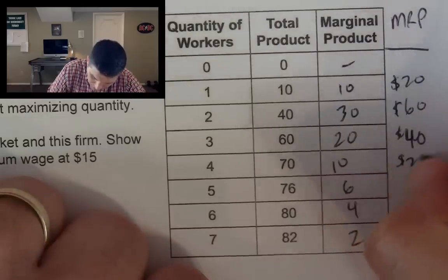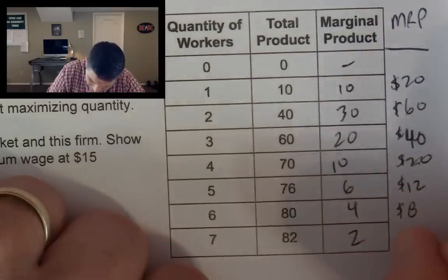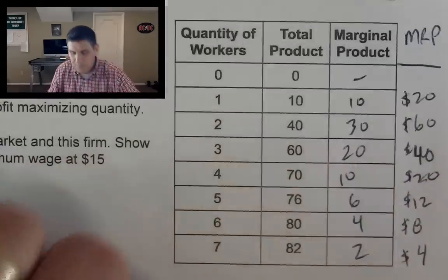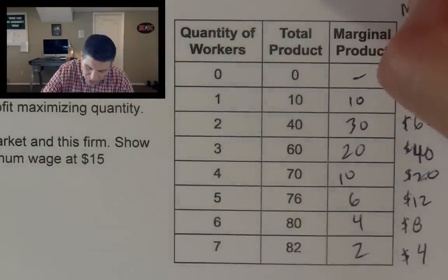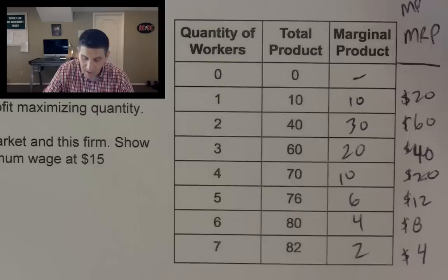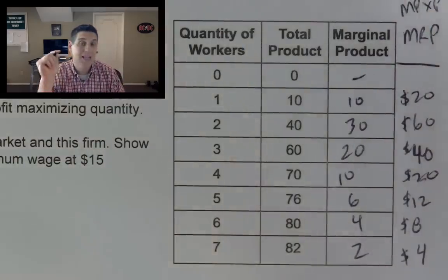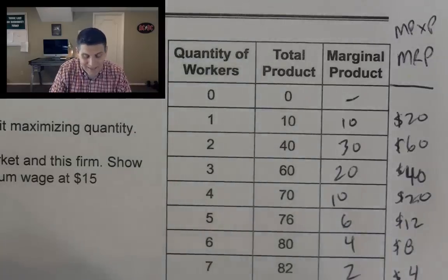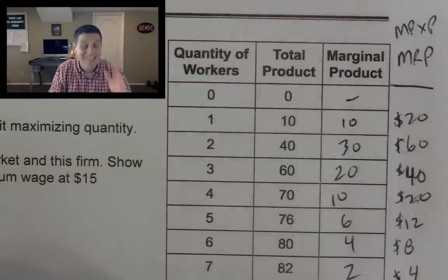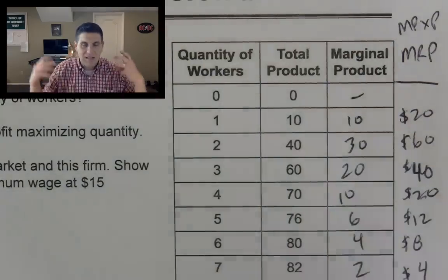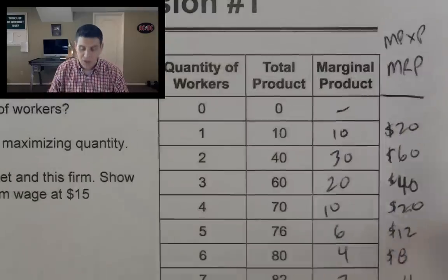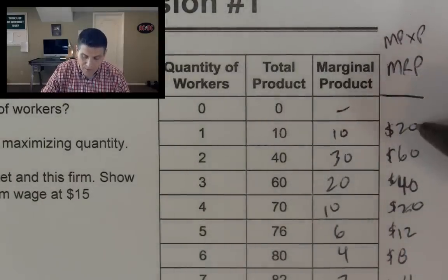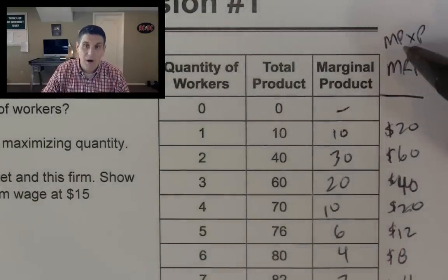Next one brings in 20. Next one brings in 12. Next one brings in 8. Next one brings in 4. Marginal revenue product is the marginal product, which we just calculated, times the price when it's perfect competition. So they said the product price is set, which means there's a market price. This is perfect competition. So that tells you the marginal revenue product is the price times the marginal product.